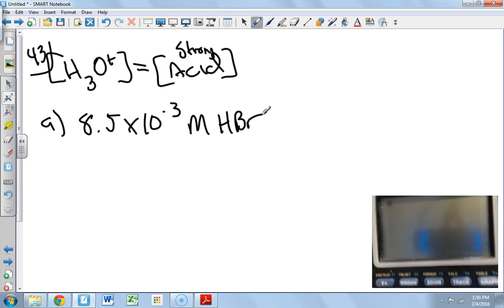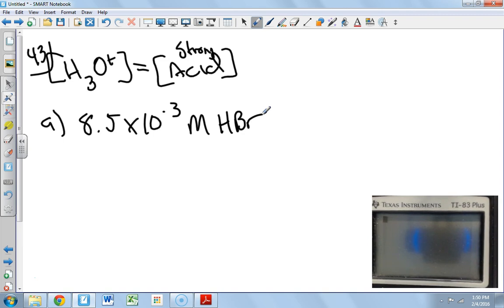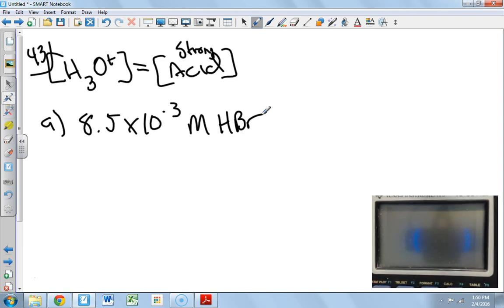Move that. I want to make sure that I have a lot of room here. Put my calculator back in the screen.